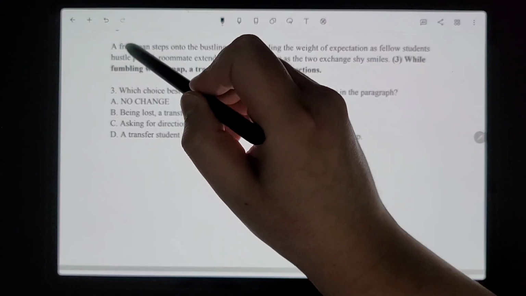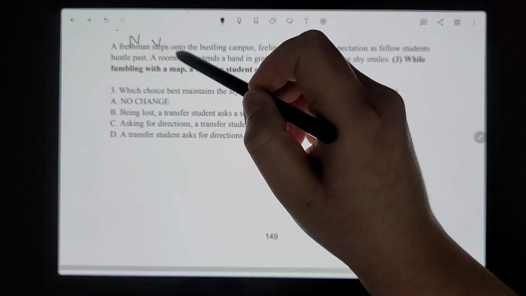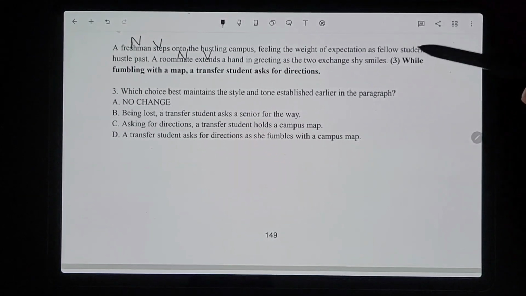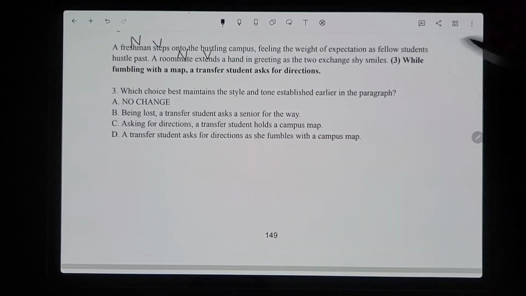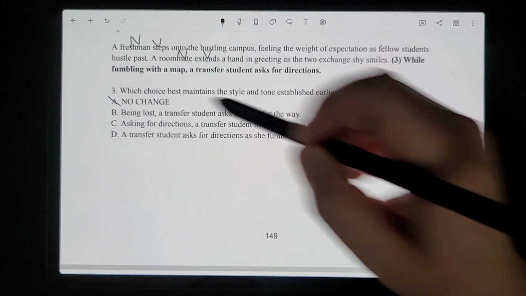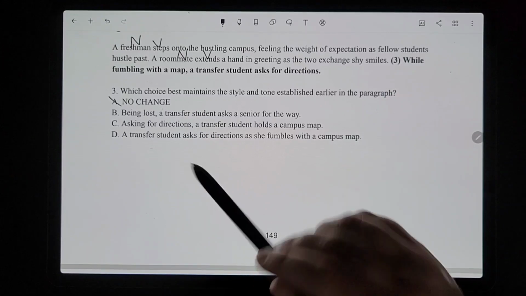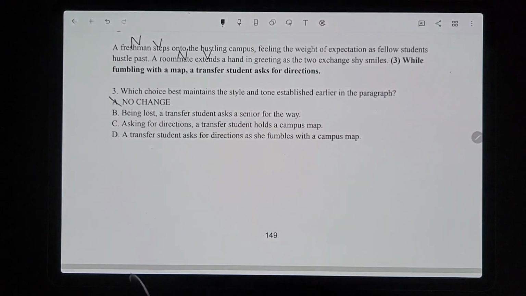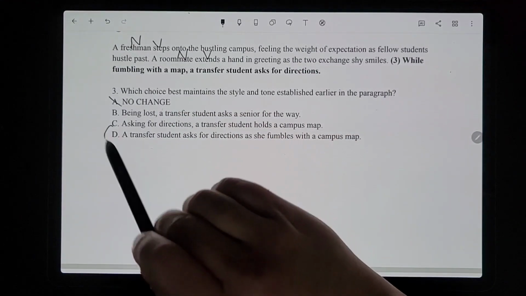So a freshman steps, so noun, verb. A roommate extends, noun, verb. And then this is while fumbling with a map. So that's not immediately starting with a noun, then a verb. We want to have something with a noun, then a verb. So let's look for an option that has that. The only option that has a noun followed directly by a verb would be D.